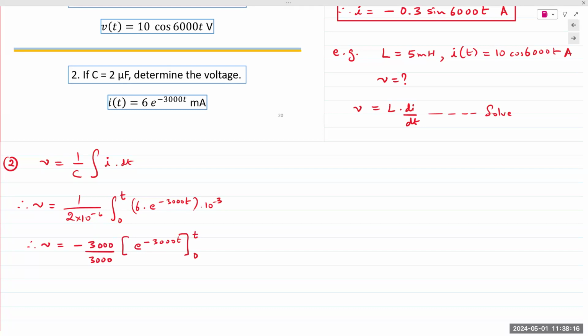Okay, we want the final answer as a function of time. And so again, they should be 2 different things, but the same variable. Plug in the values. You get minus 3000 t minus e raised to 0. And so we obtain 1 minus e raised to minus 3000 t volts.